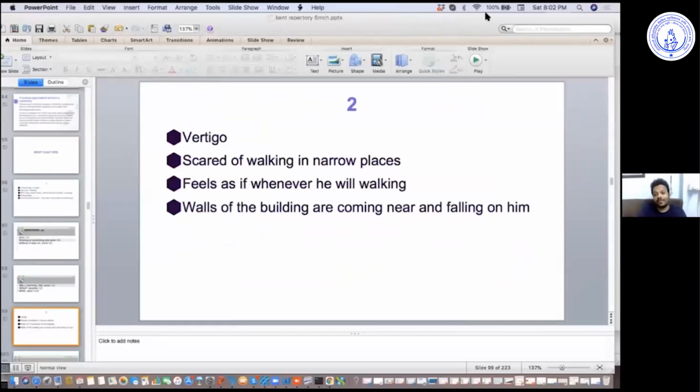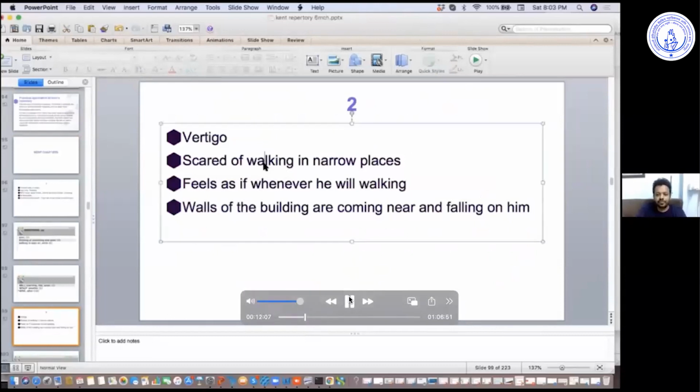Exact rubric, huh? I want all of you to answer, all 250 people. So you all can see the symptoms on the screen, I guess.